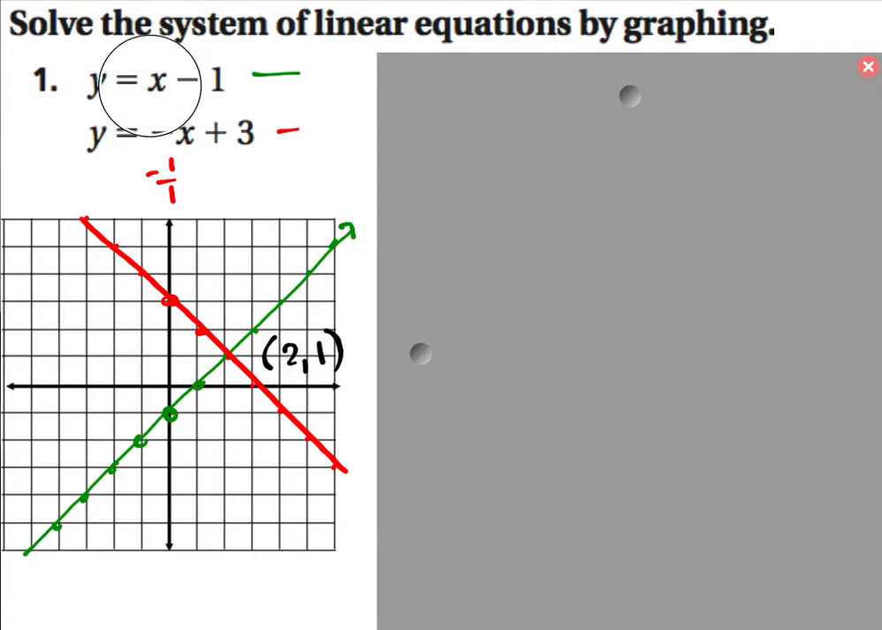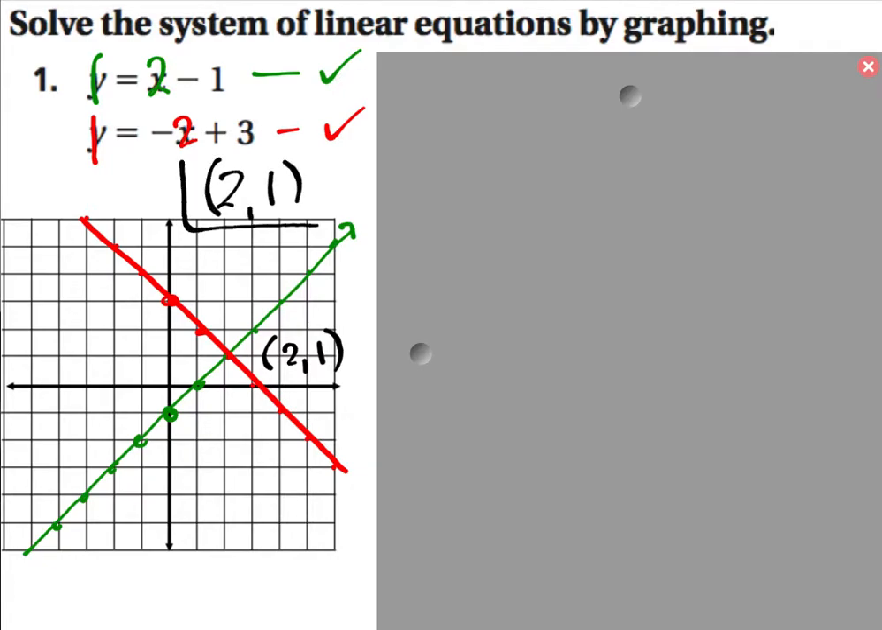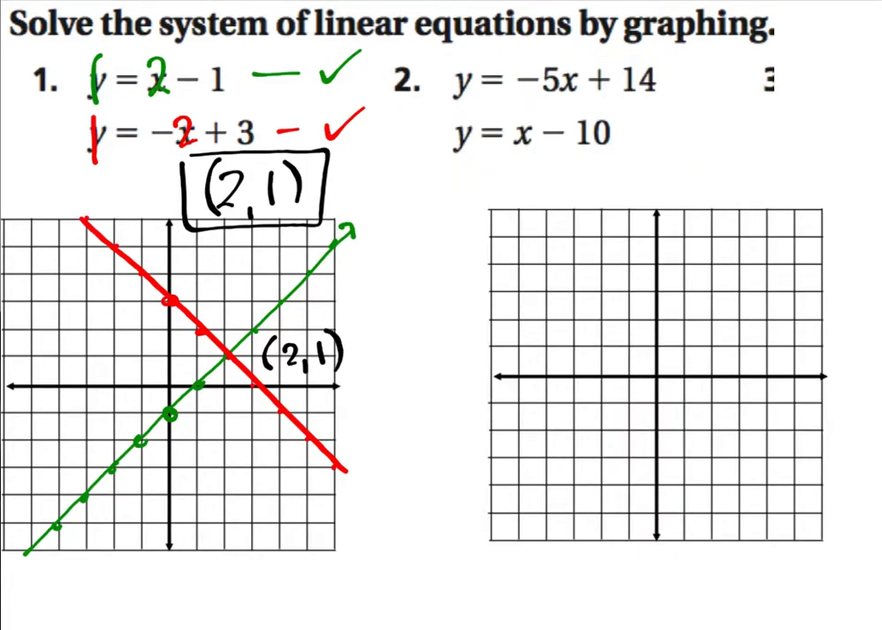Let me do a little bit of erasing. If I plug in 2, 1, does 1 equal 2 minus 1? That is true. It does go through that point. Now let's try 2, 1 here. Does 1 equal negative 2 plus 3? That is true as well. So 2, 1 is the solution to this system of linear equations. Let's look at our next example.